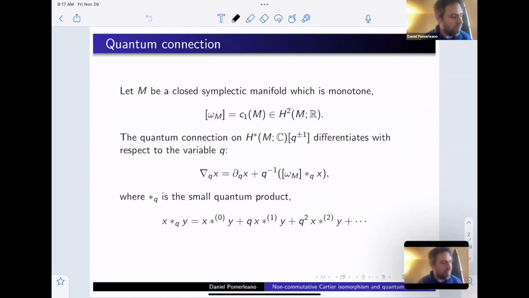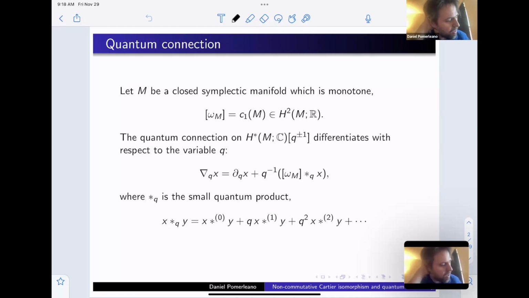I just want to say what I'm going to be looking at. I'm going to be looking at monotone symplectic manifolds. By monotone, for me, I mean that the symplectic class is exactly, normalized to be, the first Chern class. And I just have a single differential equation, where the connection matrix is given by quantum multiplication by the first Chern class or the symplectic class. This is a standard construction you can do for any symplectic manifold, but in the monotone case, it has certain nice properties.